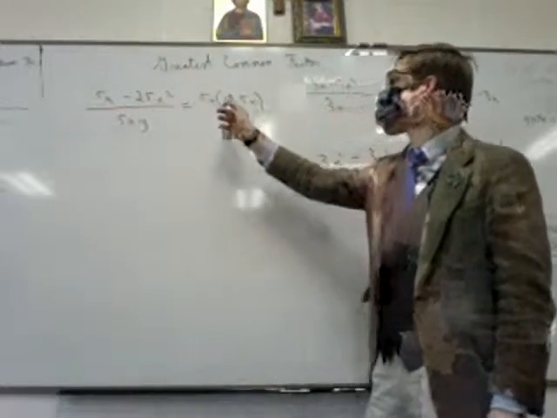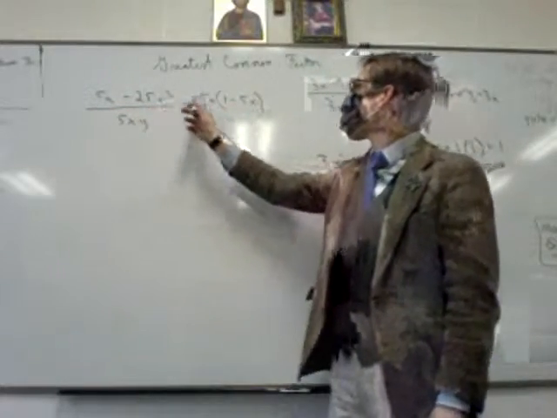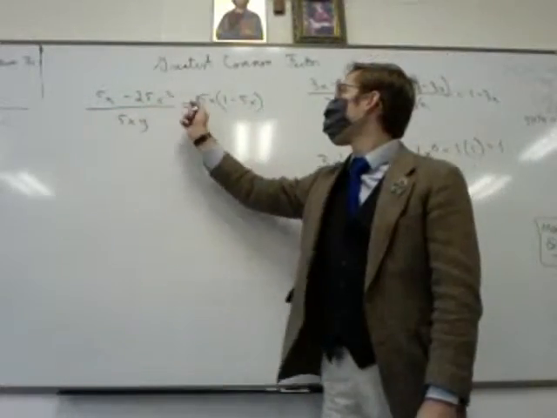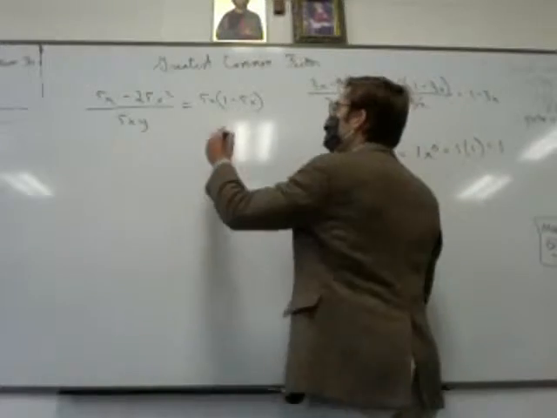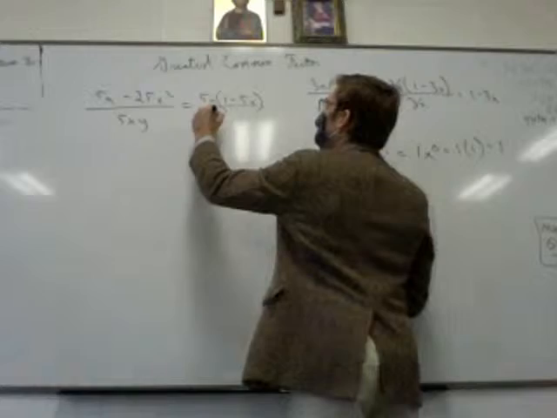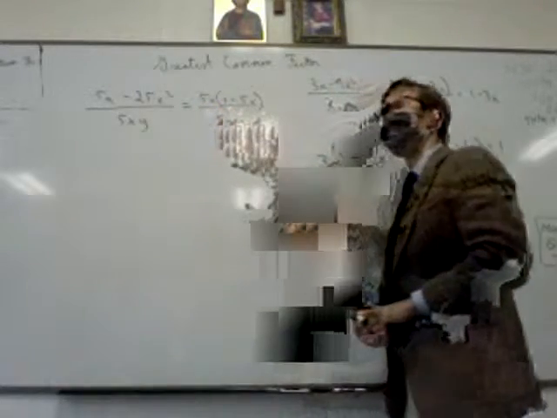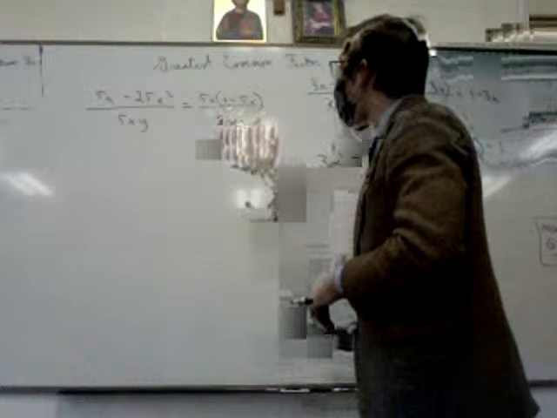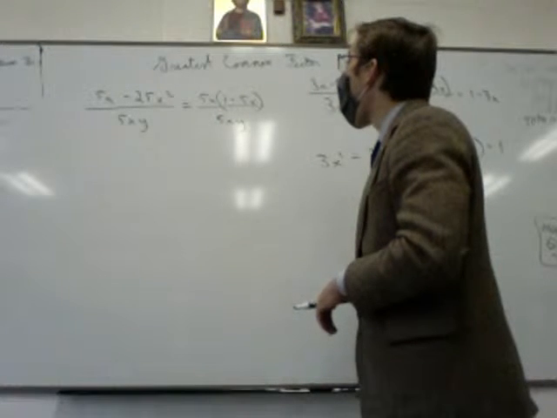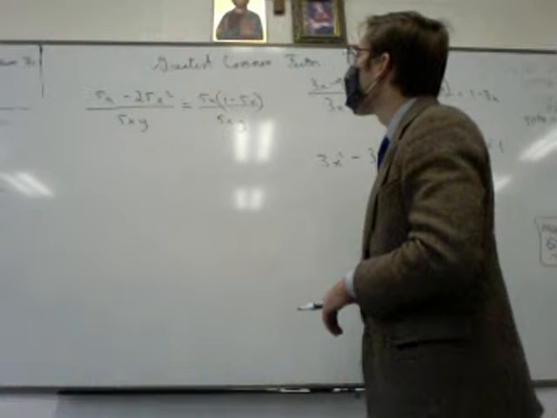5x divided by 5x gives us 1. 25x squared divided by 5x. 25 divided by 5 gives us 5. X squared divided by x gives us x. And then still over what? 5xy. Now what can we do? Divide 5x, and then you'll have 1 minus 5x over 5xy.